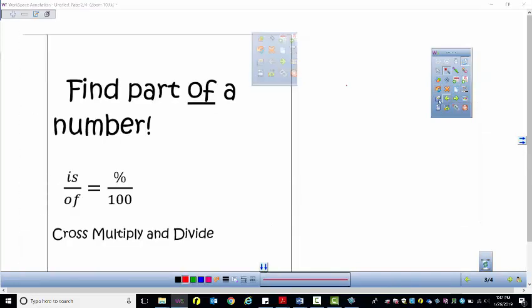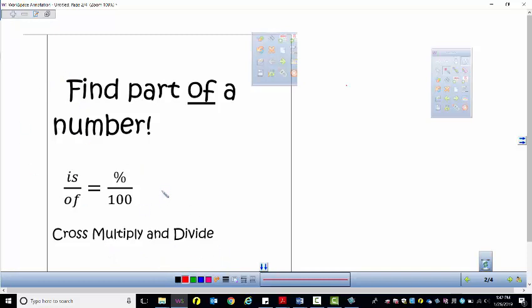So let me go back to the front here. It says find the part of a number, and we're going to learn a new thing in math. This is called a proportion, and when we solve, we have to multiply and divide. And I think as long as you get a calculator, oh, that's the other thing. You might want to get your calculator before you take notes. Okay, so we're going to start with just the top part.